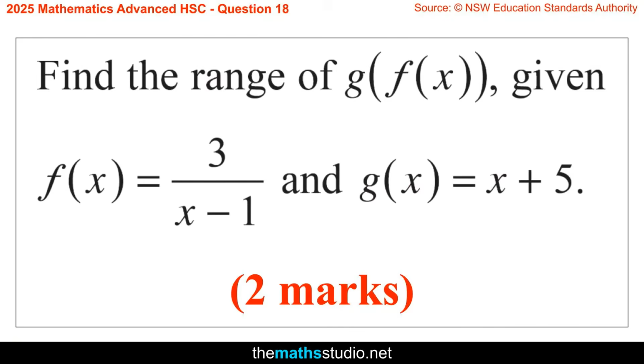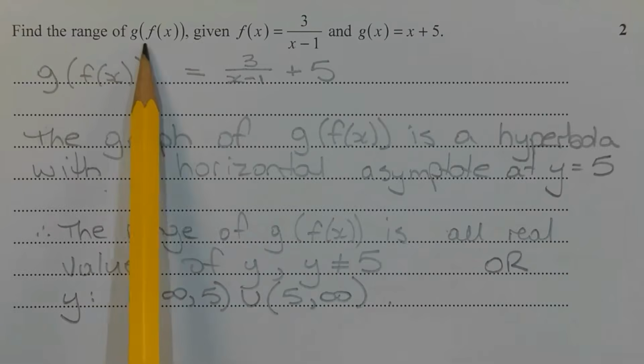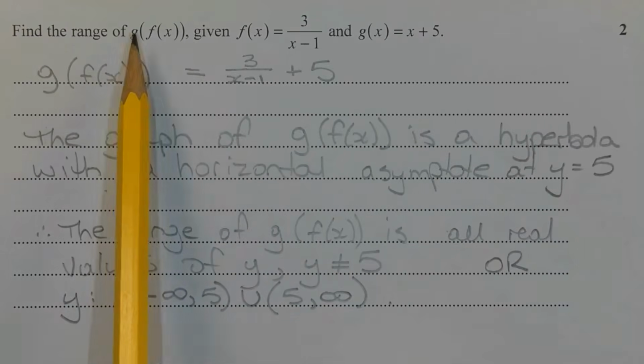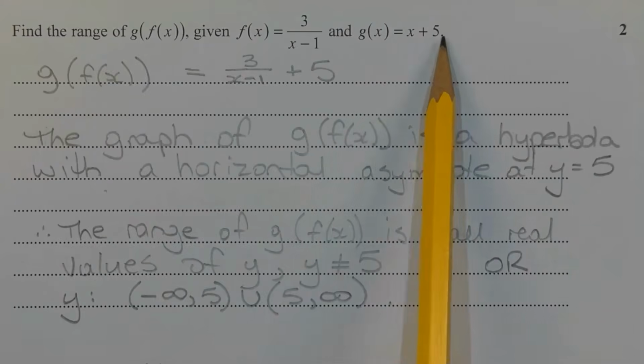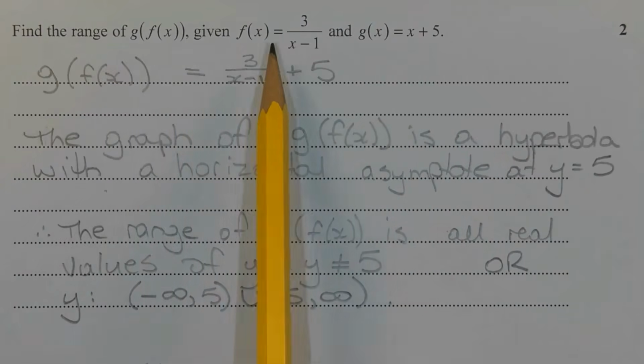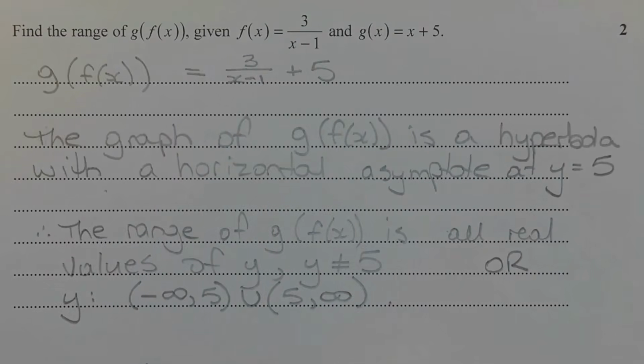Question 18. Find the range of g of f of x given f of x equals 3 over x minus 1 and g of x equals x plus 5. Consider the composite function or the composition g of f of x. Now g is the outer function, g of x equals x plus 5, and f of x is the inner function, f of x equals 3 over x minus 1.